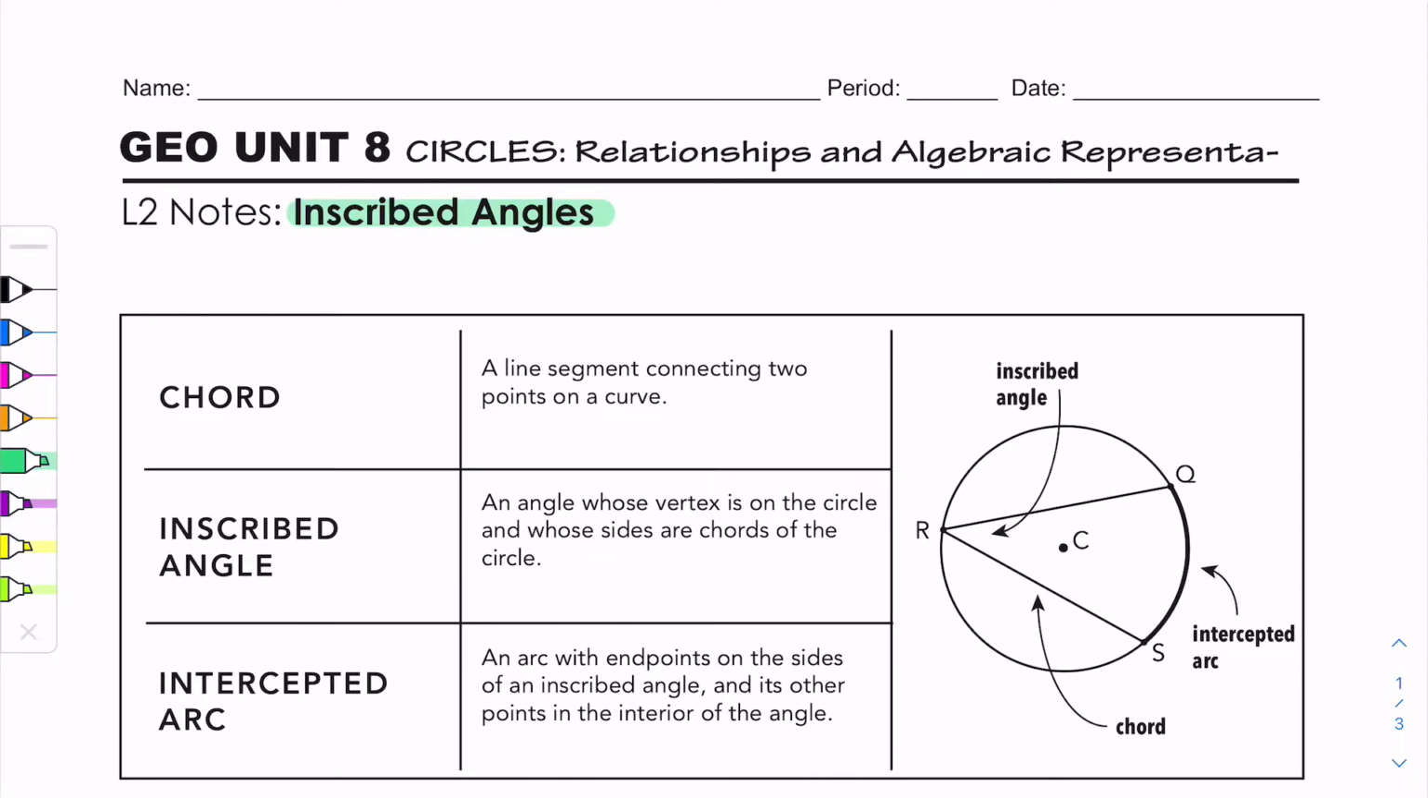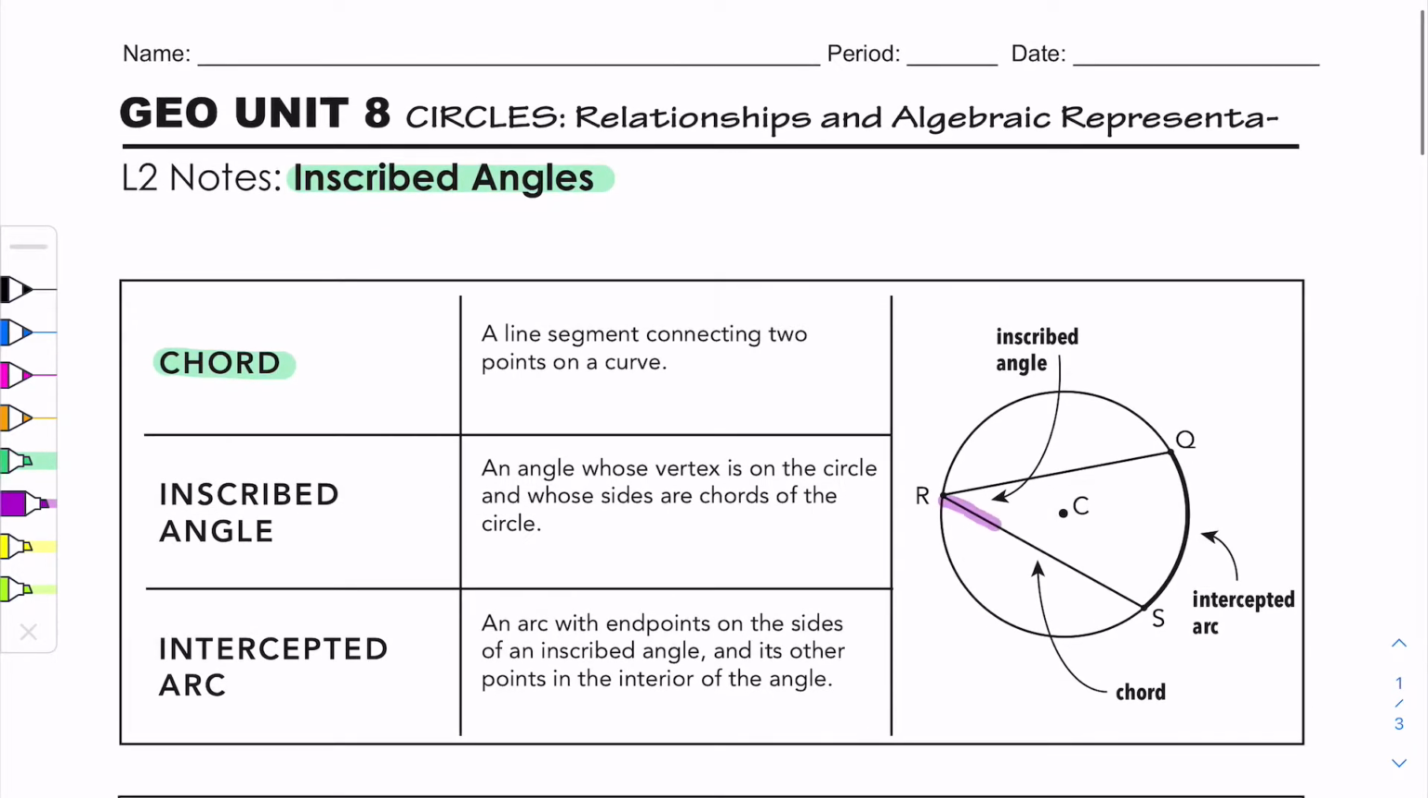First, we're going to look at a chord. A chord is a line segment connecting 2 points on a curve. I did already label these for you, but this is what a chord looks like. It does not go through the center. As you can see, the chord is from one side to the other side of the circle, not including the center.